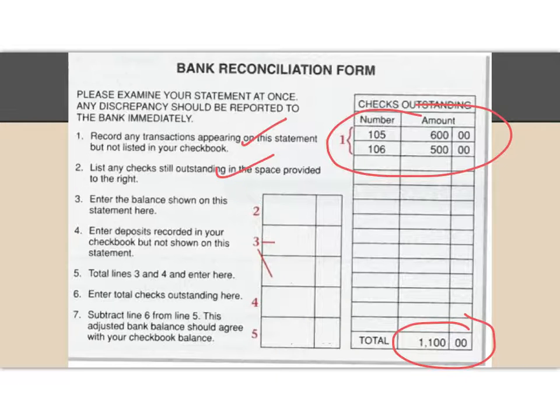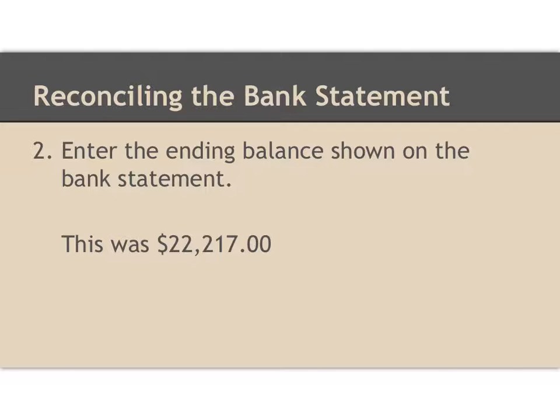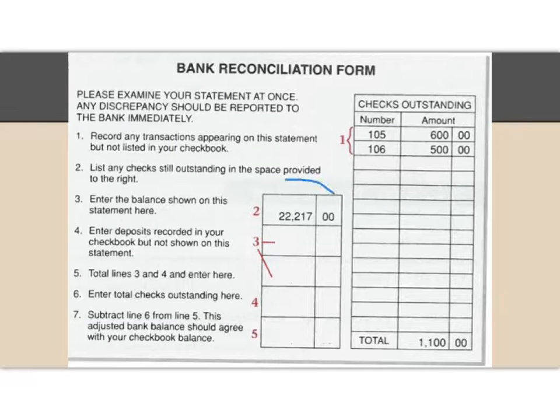The rest of the way, we are working with this box in the middle. Our next step is to enter the ending balance as it's shown on the bank statement. This is the $22,217 that American National Bank believes is in the bank account. And so we'll put that in the first of the 5 boxes in the middle, $22,217.